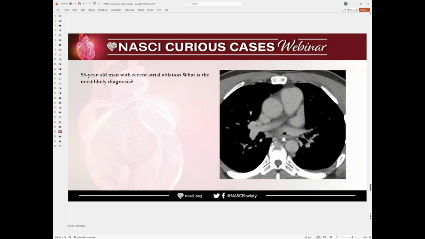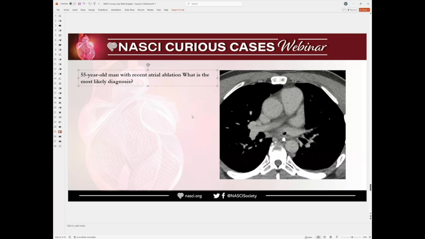This is my final case. I didn't want to give choices here. I wanted to be a little bit tricky, a difficult question. A 55-year-old patient, recent atrial ablation. What is the most likely diagnosis looking at the chest CT scan? This was a chest CT with contrast, I believe. And then we had some follow-up imaging.